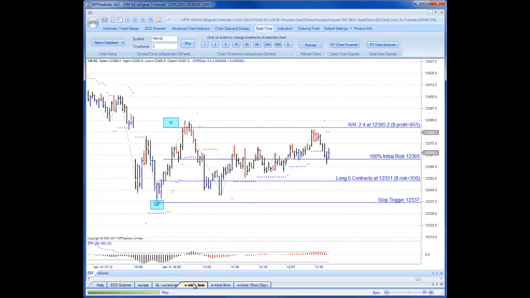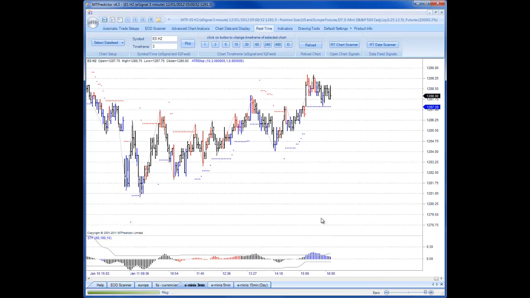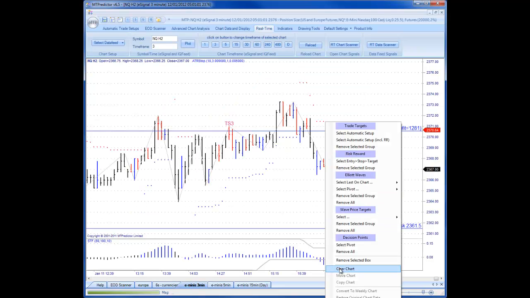YM yesterday. On the ES, if I look at the ES, you can see it was a quiet day on the ES with actually no automatic setups. So a very quiet day on the ES. On the NQ, I'll just clear that chart off there.